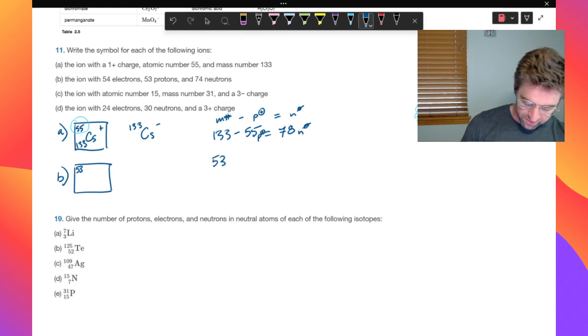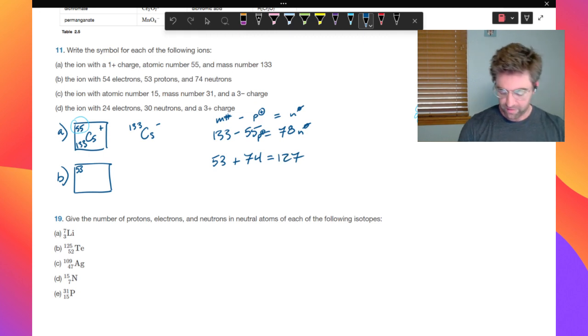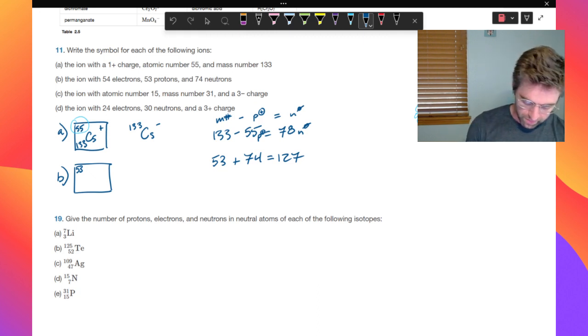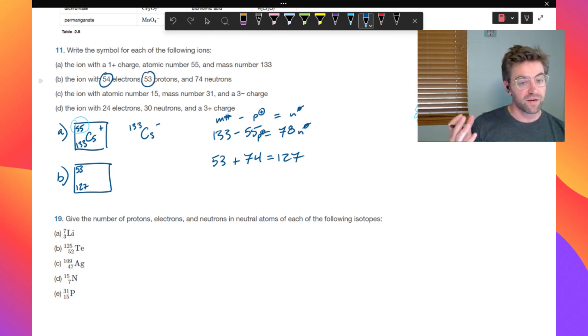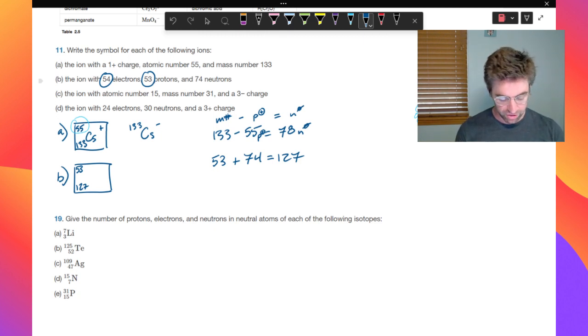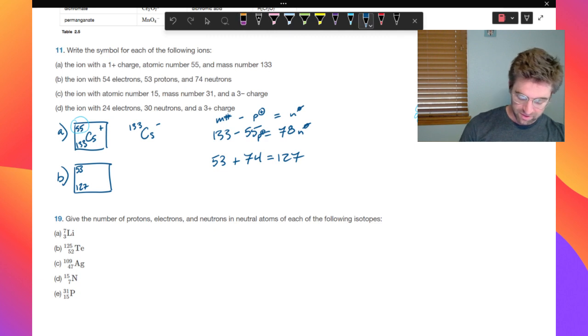So 53 protons plus 74 neutrons equals our mass number. 127 is our mass number. And is there a charge associated with this? Now this is where the number of protons and electrons becomes important, because if the protons and electrons are in balance, then the charge is neutral, they cancel each other out. Because we have one more electron than we have protons, the charge is going to be negative.